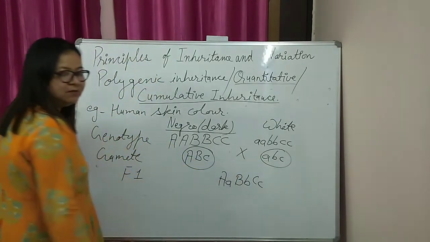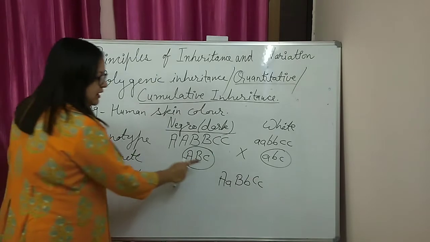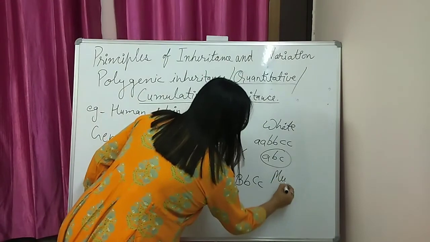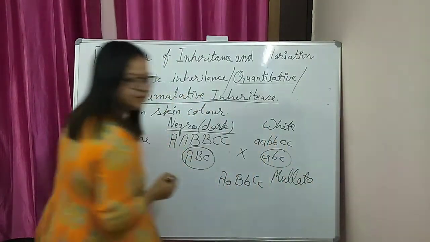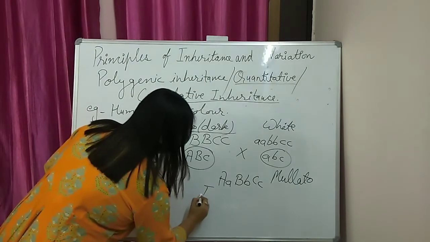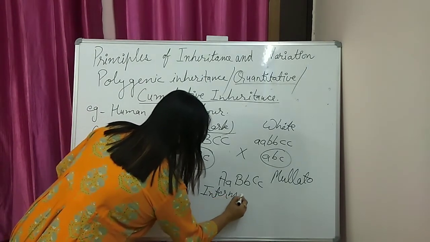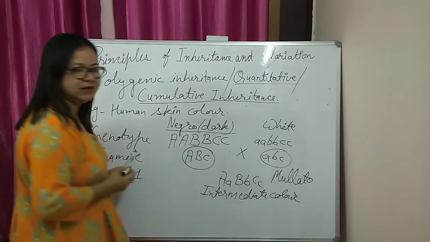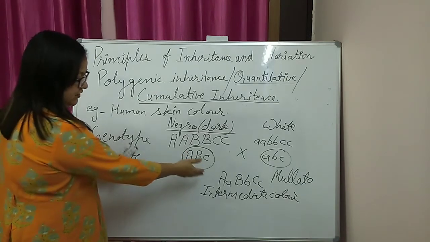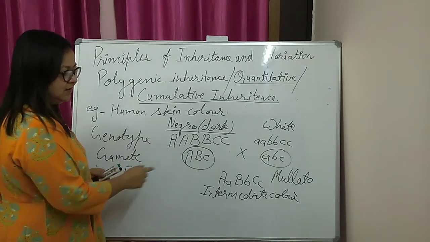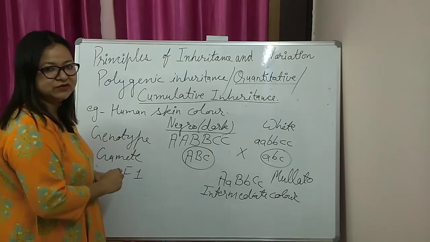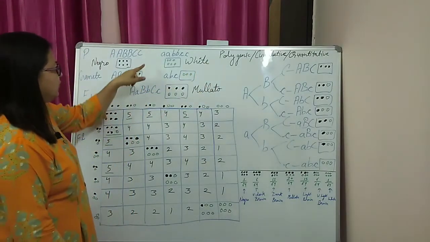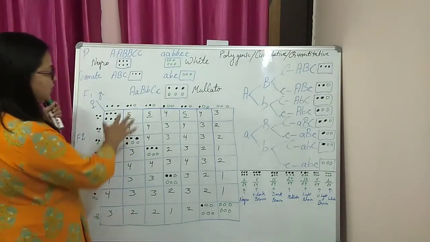So this F1 hybrid individual will have exactly the middle color between these two, and that is called mulatto. This will be the intermediate color of skin. Now we will further study the F2 generation by making the gametes of this kind of genotype. Okay, so for polygenic inheritance, to explain it in the F2 generation, I use these symbols.